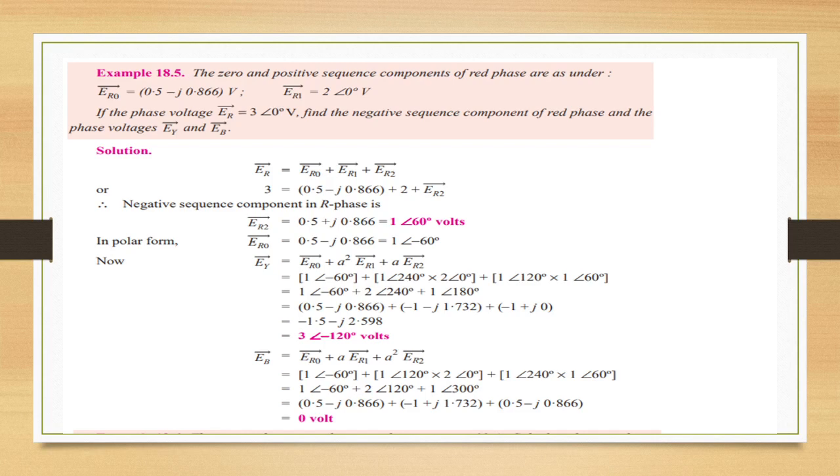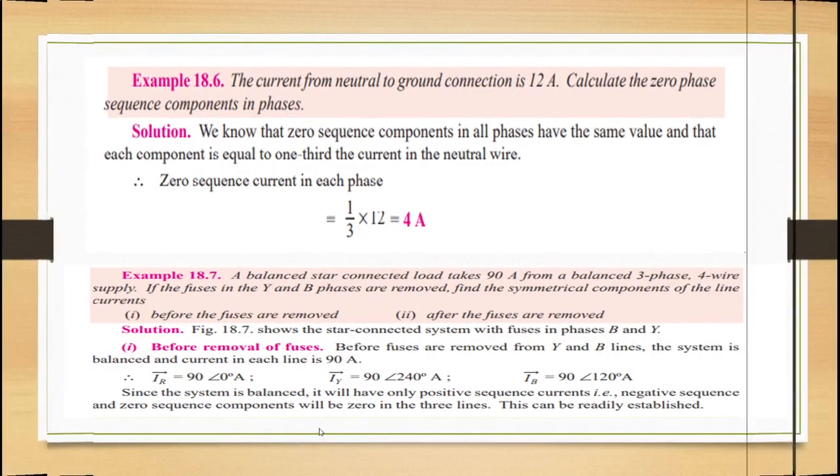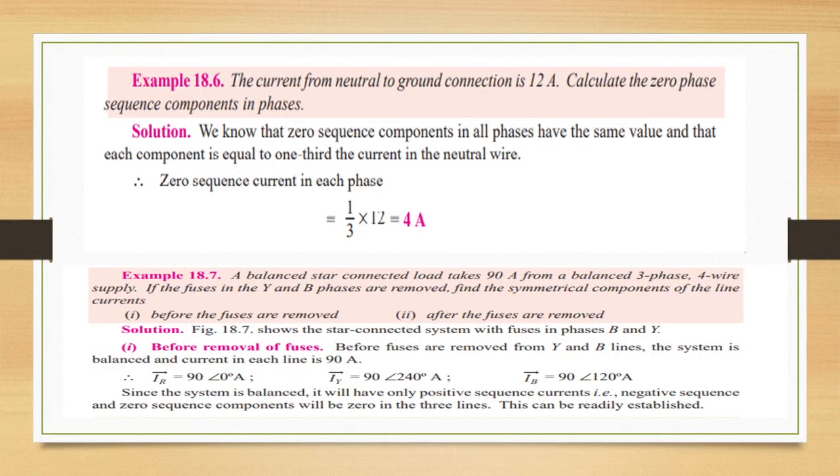EB is equal to ER0 plus a ER1 plus a square ER2. So now the values are 1 angle minus 60 degree is ER0, a value is 1 angle 120 degrees, ER1 value is 2 angle 0, a square is 1 angle 240, ER2 is 1 angle 60. Converting all these polars to rectangular, the answer we will get is 0 volt. Let us see the next numerical.